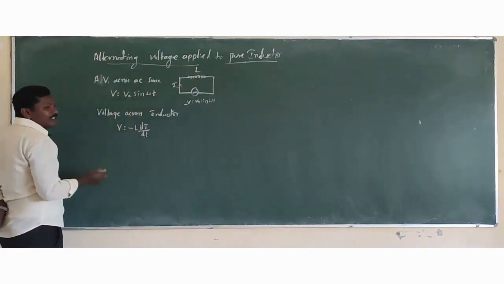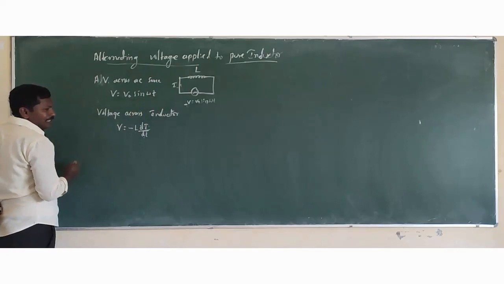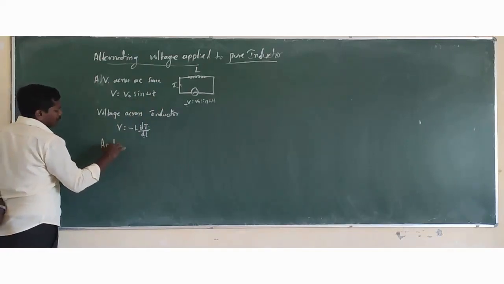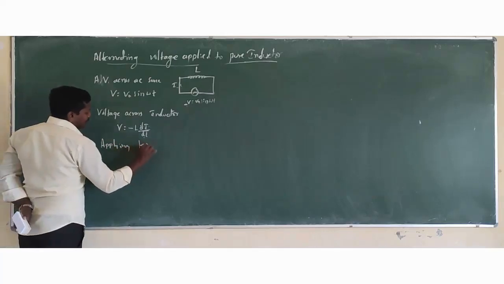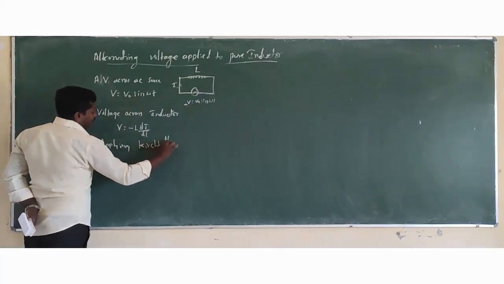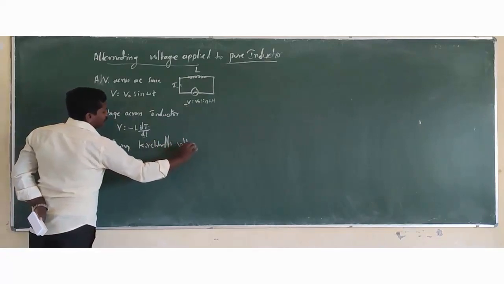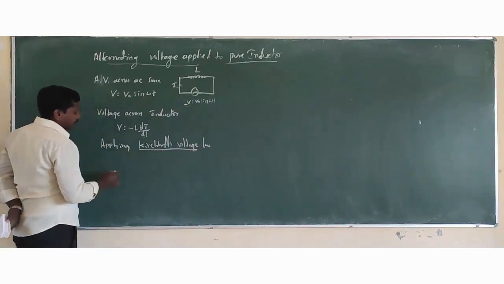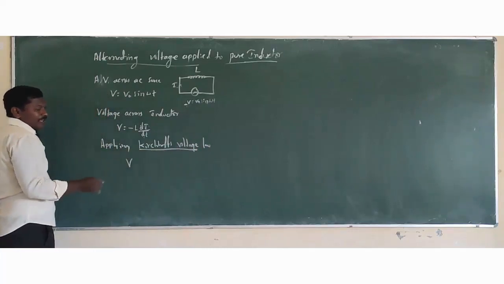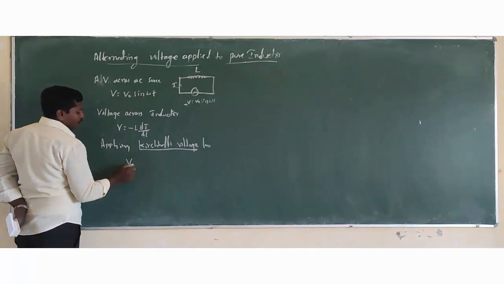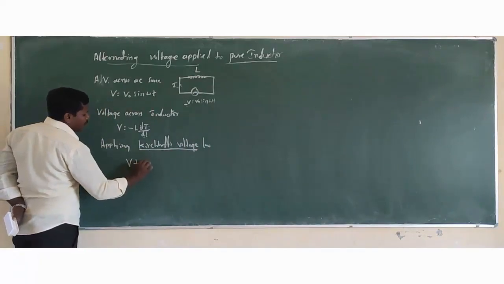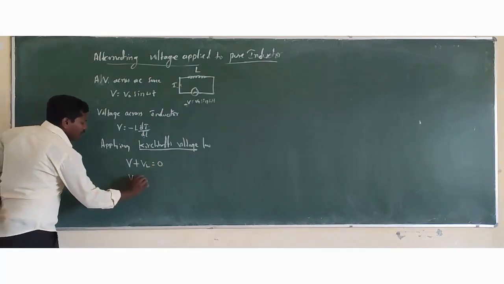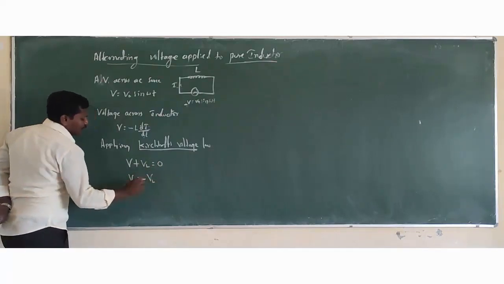According to Kirchhoff's voltage law, applying Kirchhoff's voltage law, the sum of the IR products is equal to 0. So let us consider V plus VL is equal to 0. Here V is equal to minus VL, we are going to get.